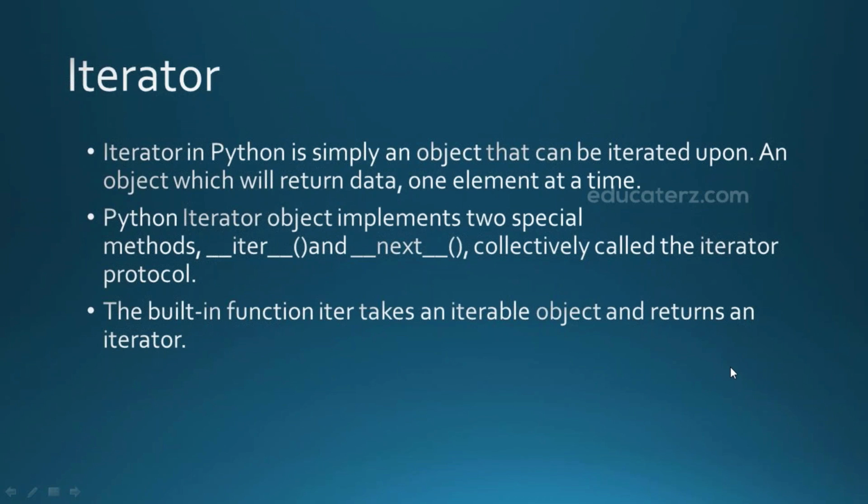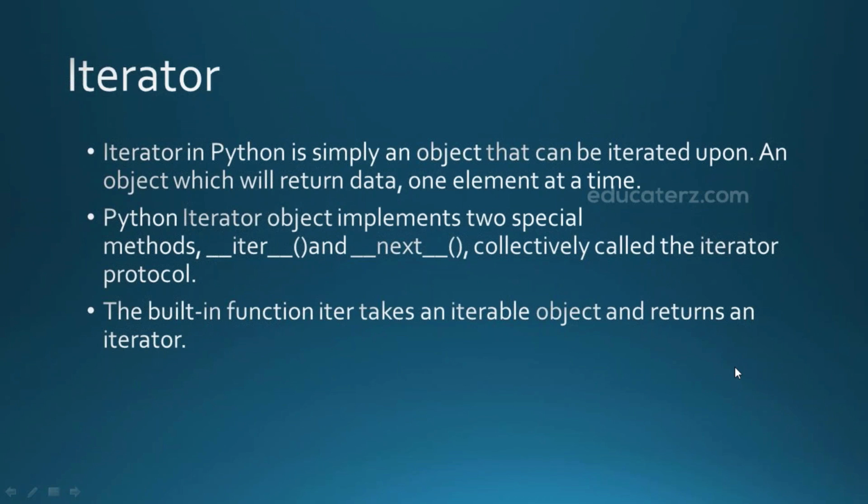In the Python programming language, an iterator is an object which implements the iterator protocol. So when we pass an object like a list or a string to the iter function, the iter method makes that object an iterable object, and then we can call the next function or method on that object to retrieve the elements one by one from that iterator.